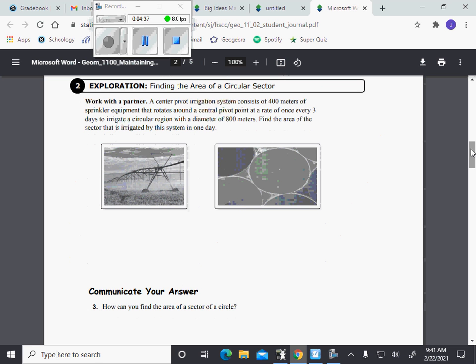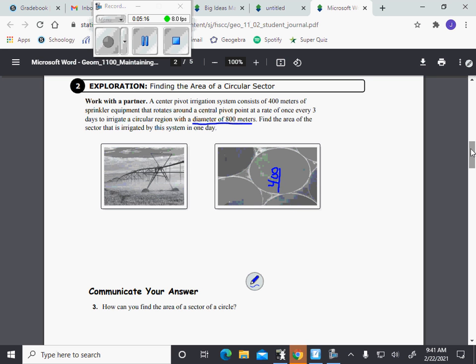All right, this word problem. A center pivot irrigation system consists of 400 meters of sprinkler equipment that rotates around a central pivot point at a rate of once every 3 days to irrigate a circular region with a diameter of 800 meters. They give us our image down here, and you can see that radius right there. If the diameter is 800 meters, that radius is 400.